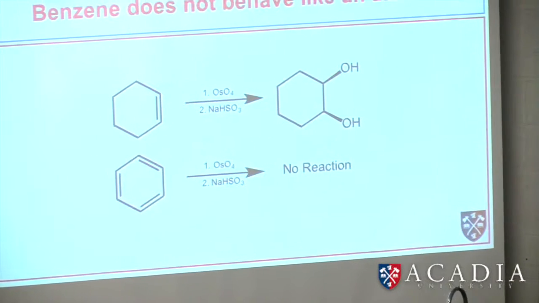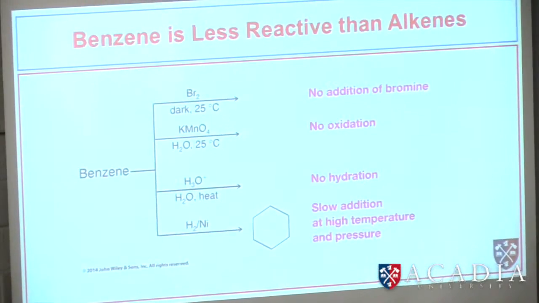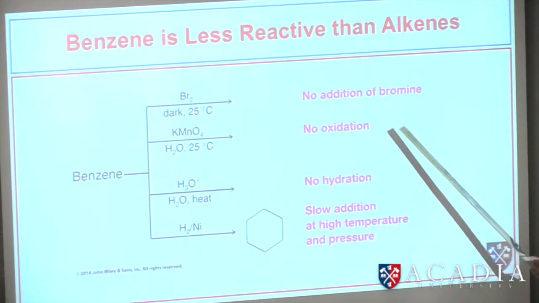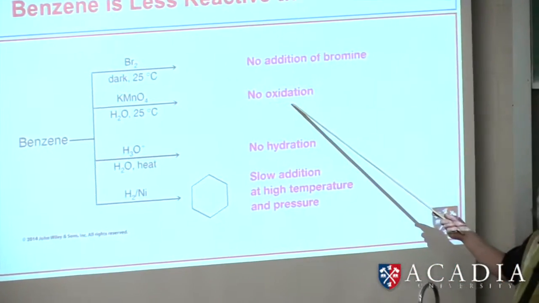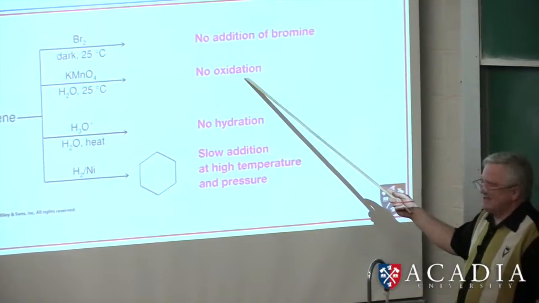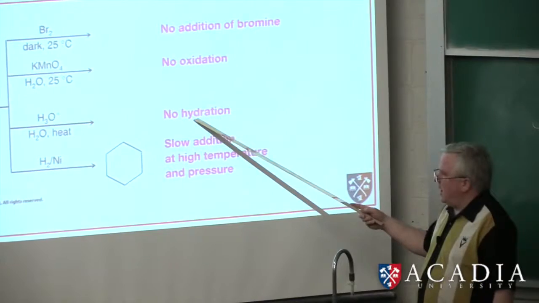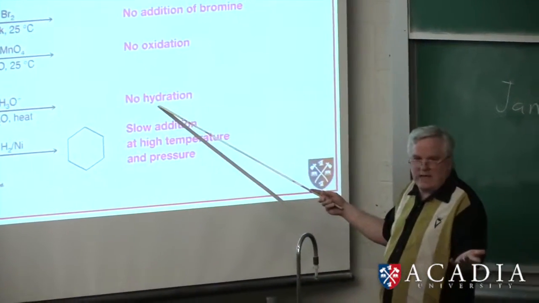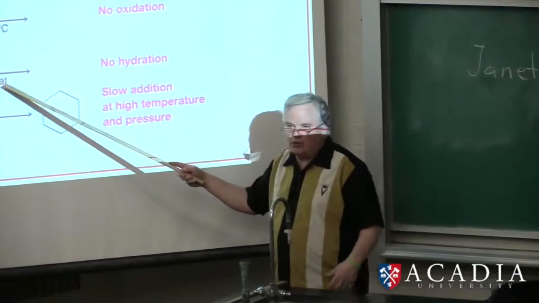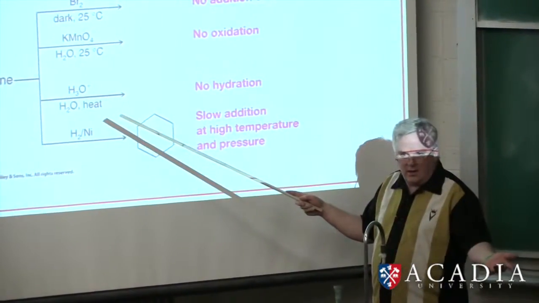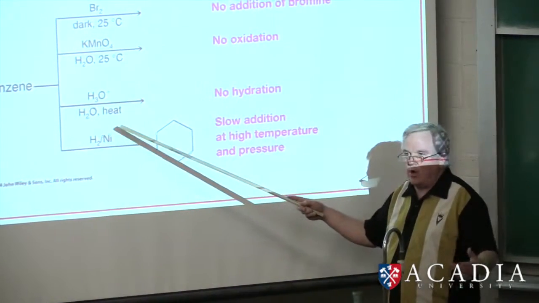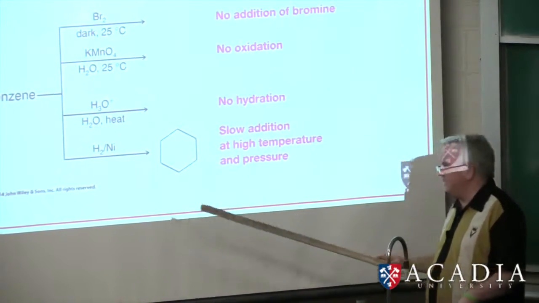And in fact, what we find is benzene is much less reactive than alkenes. We don't get addition of bromine. It doesn't oxidize easily. Most alkene oxidation reactions don't do anything to benzene. We can't add water to it like we can other alkenes, right? Other alkenes, we just add acid and H2O and we protonate the pi system and end up forming a carbocation that reacts with water to form the alcohol. We can't do that with benzene.